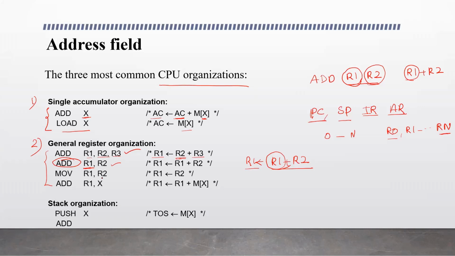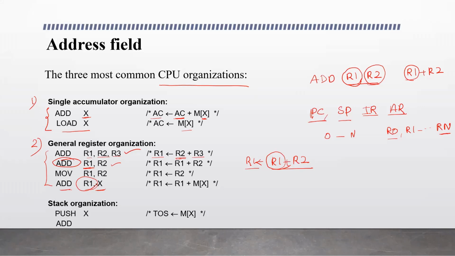And move R1, R2. The meaning of it is move the content of register R2 to R1. And add R1, X. Here we have a memory address. One register R1 and a memory address X is specified. So the content of memory at location X is added to R1 and the result is stored in R1.